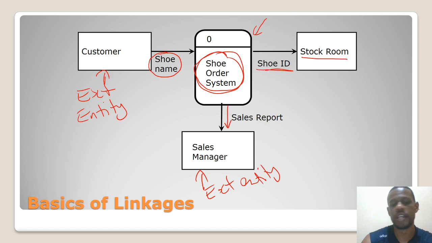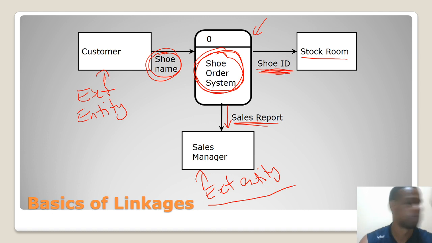External entities, their goal is to make sure that they receive data or send data. The process is to do stuff to the data. So you realize the shoe name came back out of this process, changed to the shoe ID, and came to the sales report. So this is basic linkages.